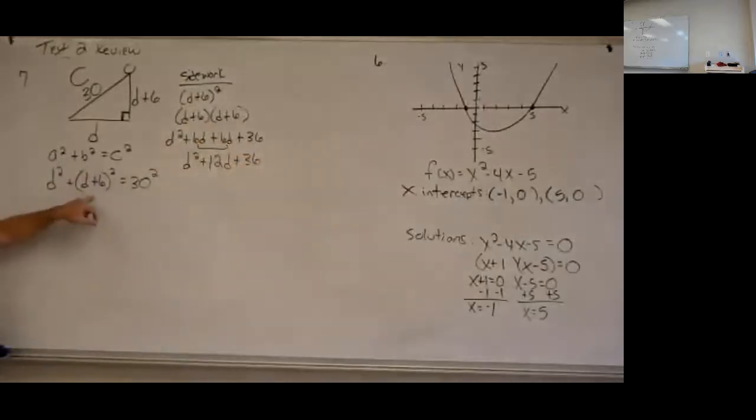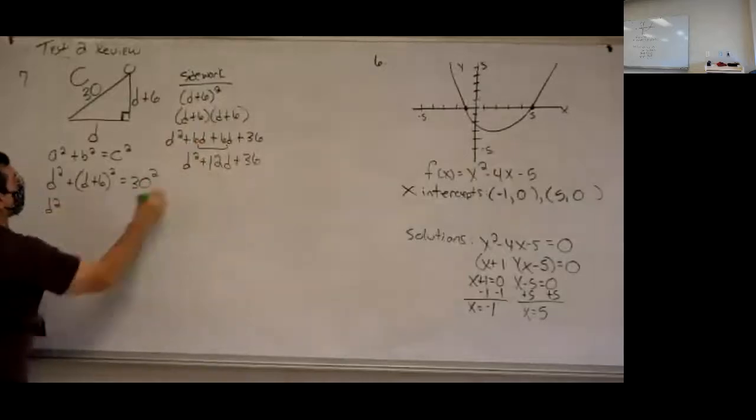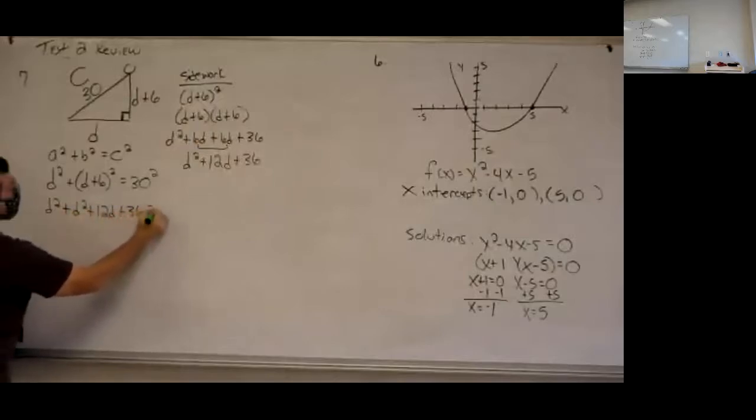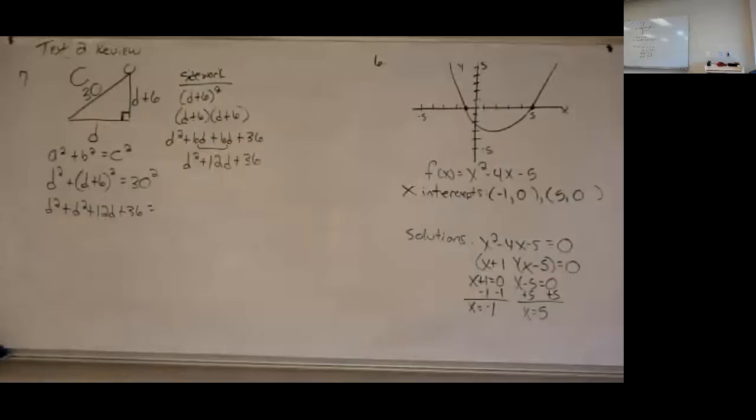I'm going to replace the parentheses with that. So I'll bring down this D squared. Replace the parentheses with this. So we got D squared plus 12D plus 36. Ooh, 30 times 30, it's like 900.